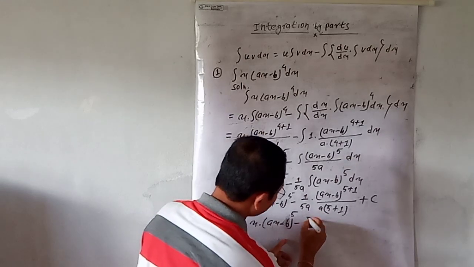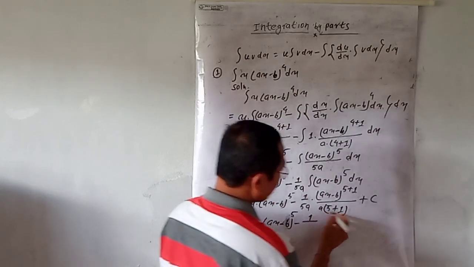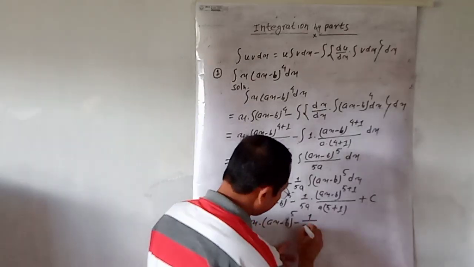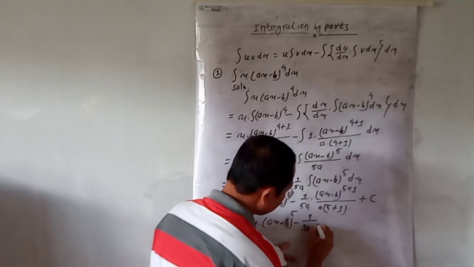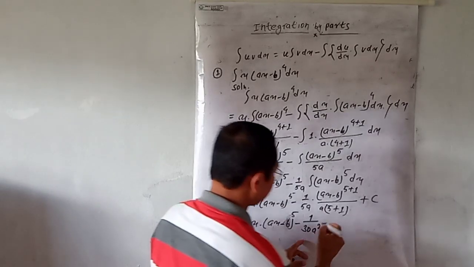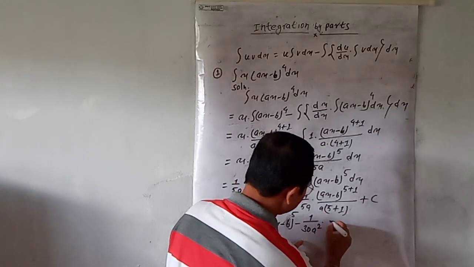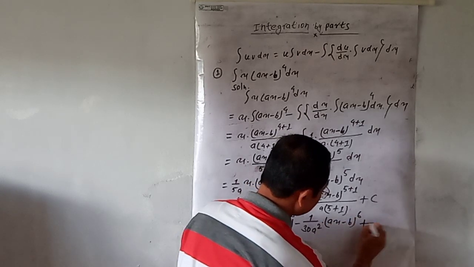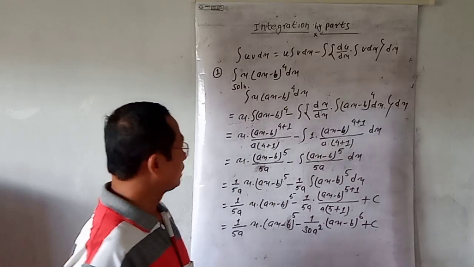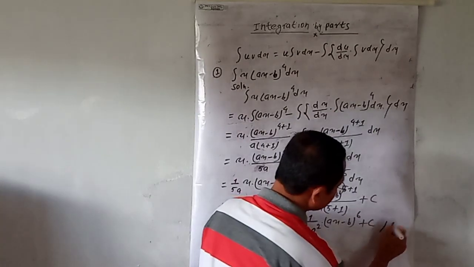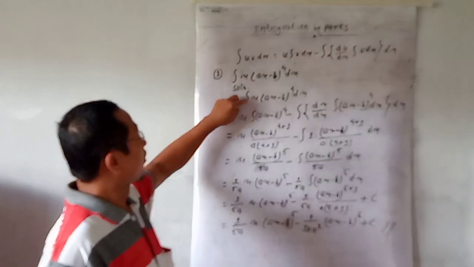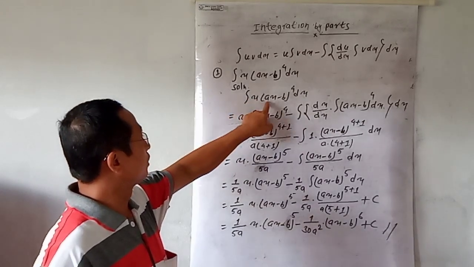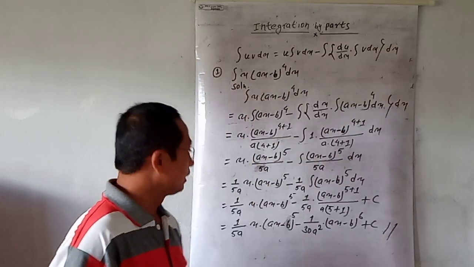Now 5 plus 1 means 6a. 6a into 5a multiplied, 6 times 5 is 30a squared, into (ax - b) to the power 5 plus 1, that is 6, plus c. So this is the integration of the integrand x into (ax - b)^4 dx.